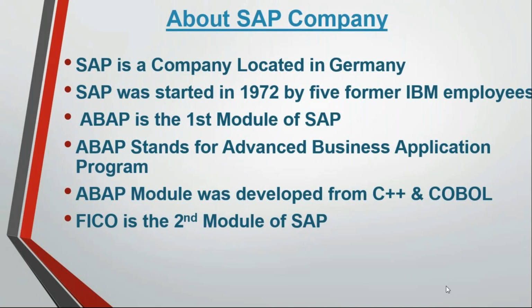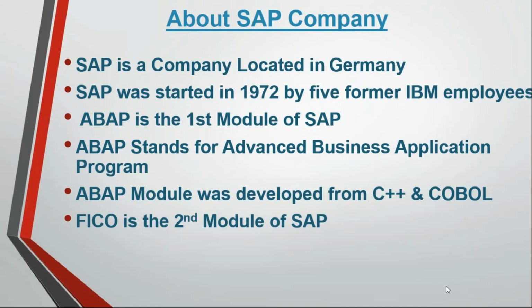This is very popular. FICO was very popular in 1972. Very popular means there was no competition from other companies. That is the reason FICO is very popular. So the company is very satisfied with the FICO application, and they want to develop other modules, other departments' applications also.